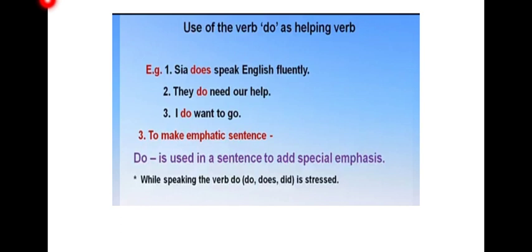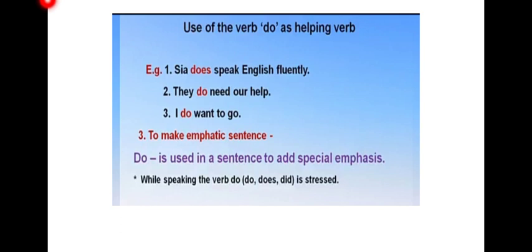The third use is to make emphatic sentences. Now remember, what is an emphatic sentence? We have done this in emphatic pronouns. Here, do is used in a sentence to add special emphasis. The meaning of emphatic is to show more importance, special importance or special emphasis. While speaking, the verbs do, does, and did are stressed. So we use a form of do as a helping verb in making emphatic sentences, to give stress or show importance, okay?